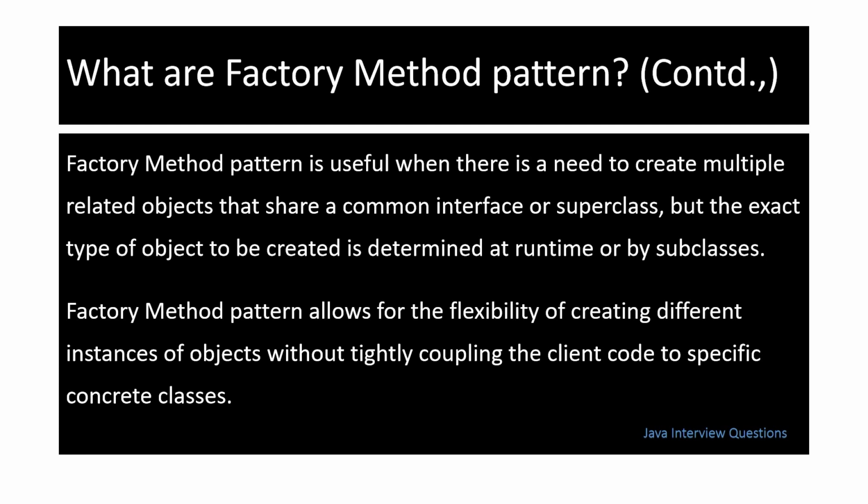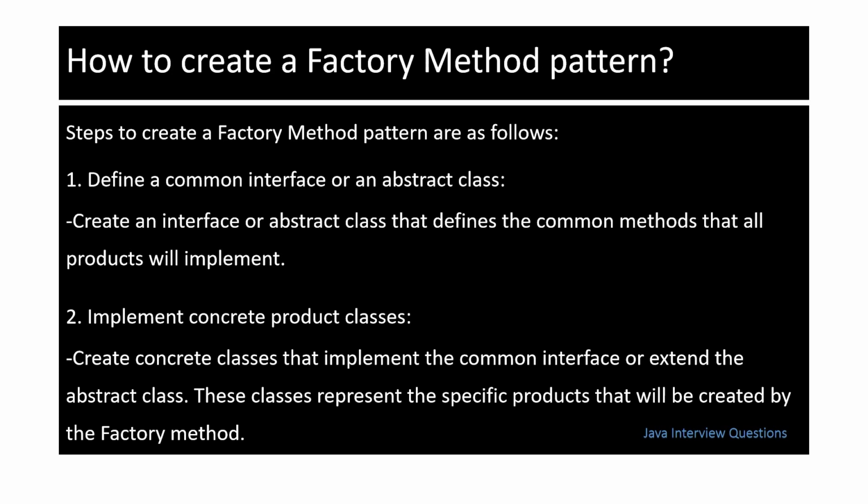Factory method pattern is useful when there is a need to create multiple related objects that share a common interface or superclass, but the exact type of object to be created is determined at runtime or by subclasses. Factory method pattern allows for the flexibility of creating different instances of objects without tightly coupling the client code to specific concrete classes.